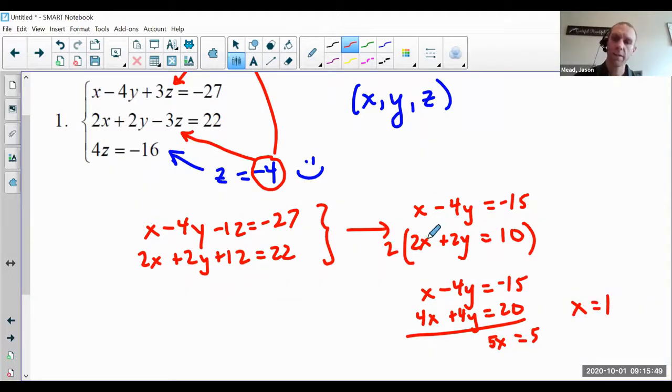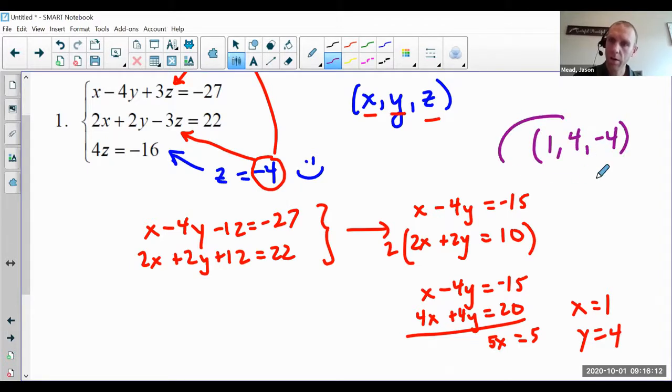I take x equals 1 and plug it into something. I can do that here. And I get 2 plus 2y equals 10, so 2y equals 8, and then 8 divided by 2 is 4. So y is 4. Notice I now have an x, a y, and a z, and I can write that as a point, (1, 4, -4), and I have my answer.